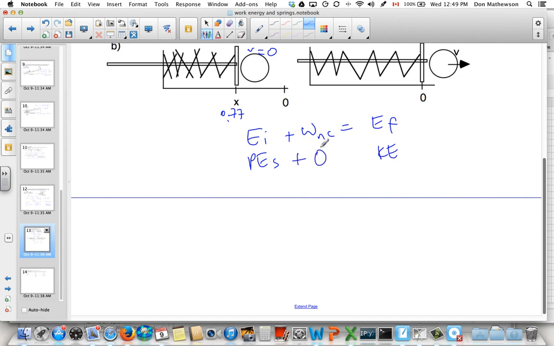Now, you're not pulling on it anymore, so there are no non-conservative forces, no non-conservative work. Mechanical energy will be conserved here. All the energy in the spring will get converted to kinetic energy of the ball. We're assuming that the spring is very light and that it doesn't have significant kinetic energy. So now let's do a formula equation.